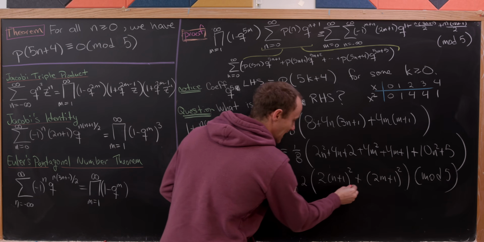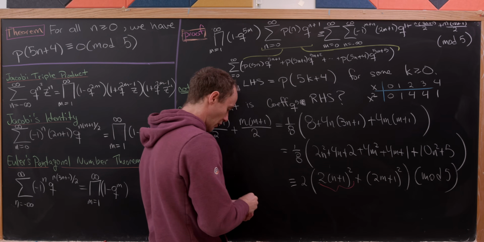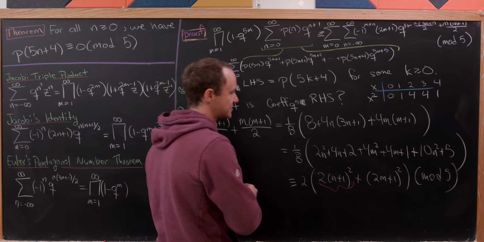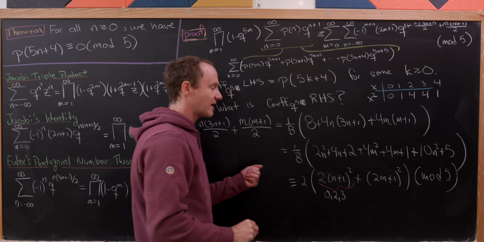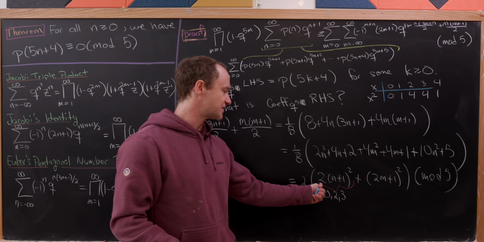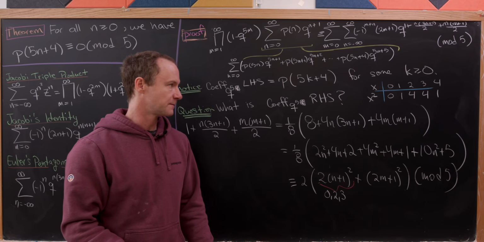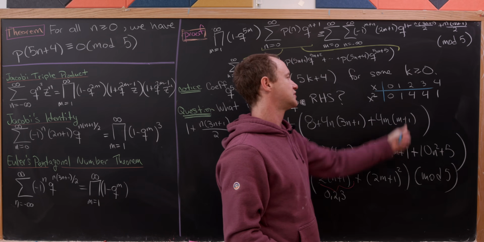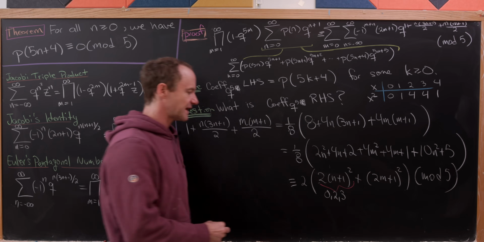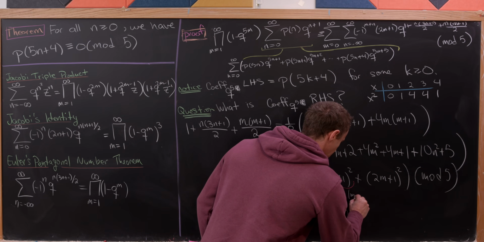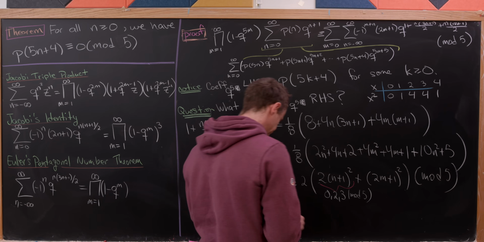But that means that this thing right here can only take on the values 0, 2, and 3. How did I get 0, 2, and 3? Well, notice that this is 2 times a perfect square. So if I do 2 times 0, that's 0. 2 times 1 is 2. And then 2 times 4 is 8. But that's 3 mod 5. So that's really 0, 2, or 3 mod 5.